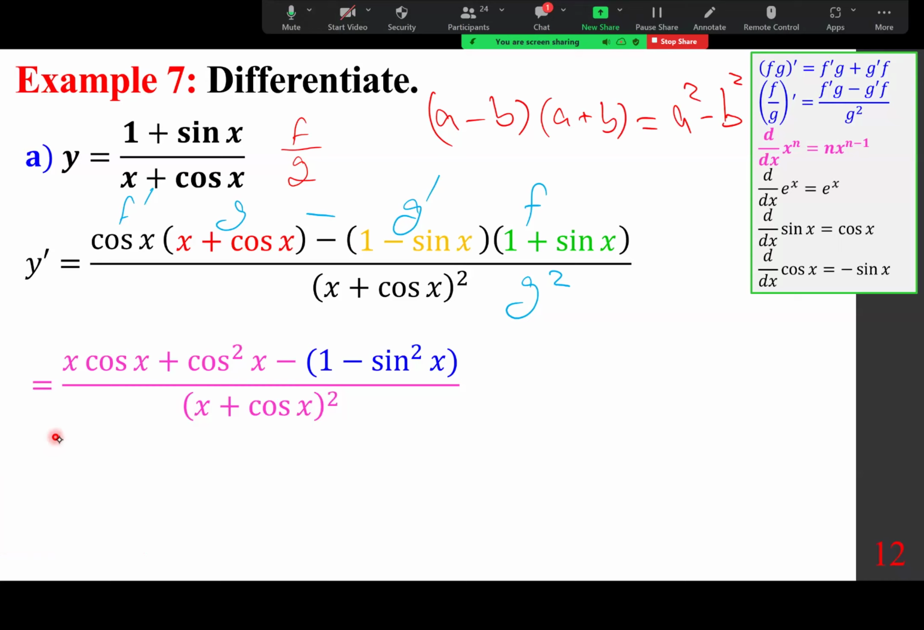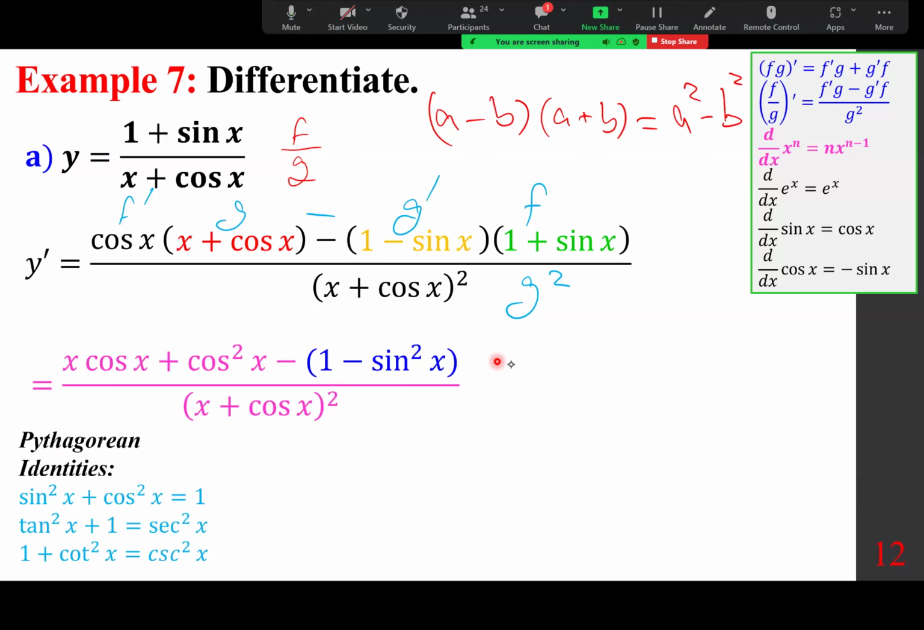Let's see what we know about trigonometric identities. We should know sine squared plus cosine squared is 1. We should know tan squared plus 1 is secant squared, and 1 plus cotangent squared is cosecant squared. These are called Pythagorean identities. The first one is proved using the unit circle, and the other two, all you have to do, divide this one, both sides, by cosine squared, you get this one. Both sides divide by sine squared, you get the third. So the proof is very simple.